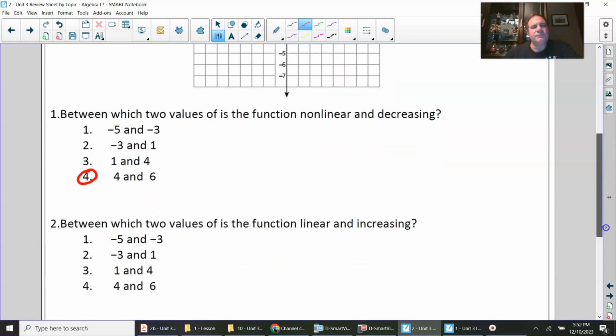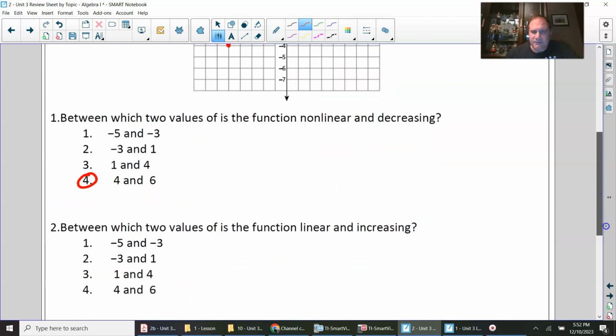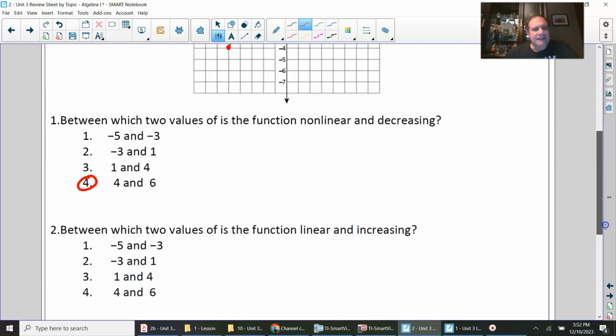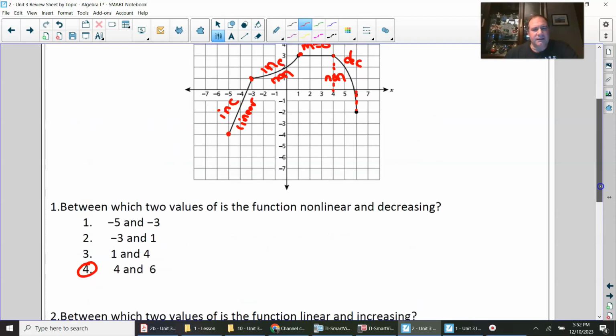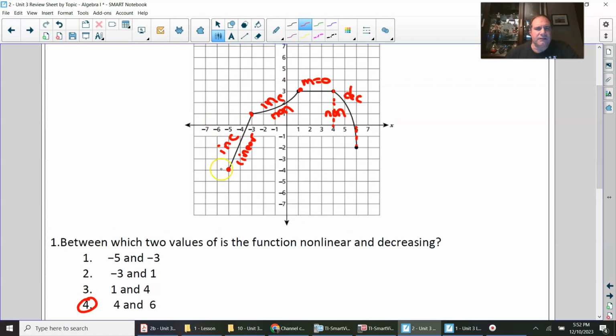Between which two values is the function linear and increasing? Linear and increasing, I already labeled it. It is negative 5 to negative 3.